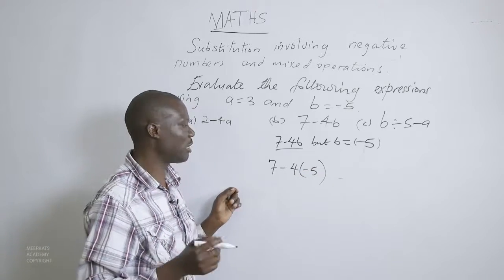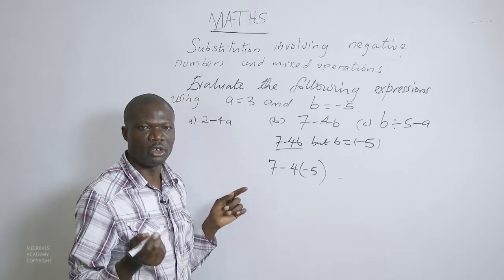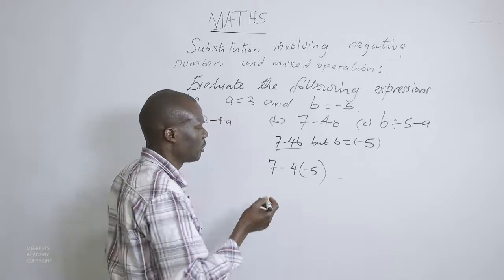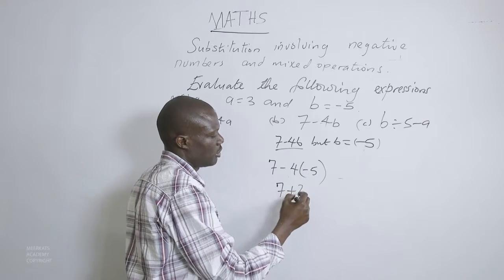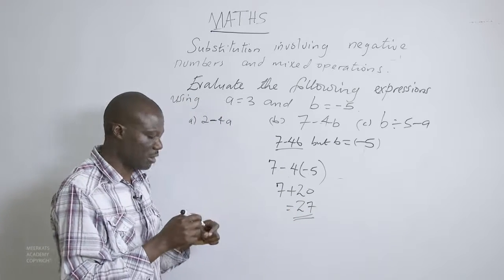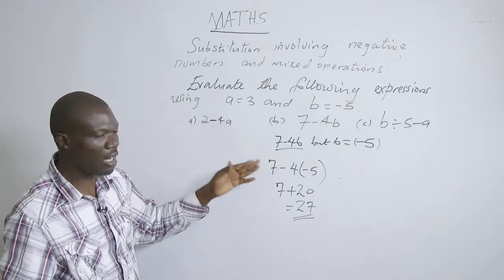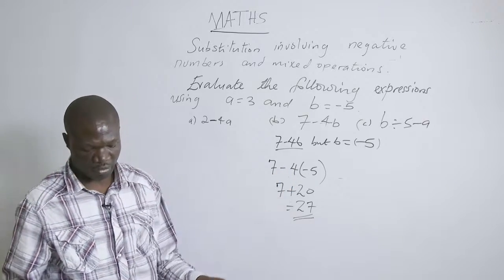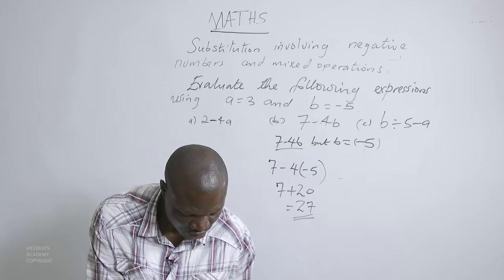So if you have -5, then it will mean that this one is a negative, this one is a negative. Two signs that are like or are the same will give us positive. So this will give us 7 plus 4 times 5, which is 20. Hence, we have our answer at 27. Why we are arriving at 27 is simply because when you have two negatives, it gives us a positive, and that is why we have the number 27.